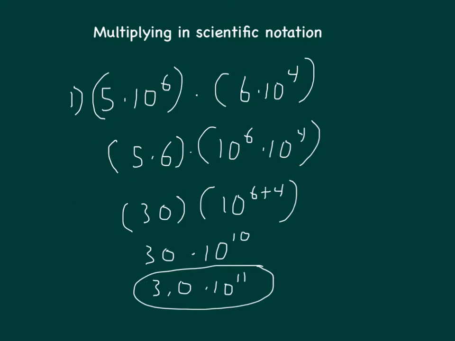A lot of people leave their final answer there, but remember, in scientific notation, we have to have one and only one number before the decimal. So I move the decimal back one, which makes this smaller, which means this has to get bigger to compensate. 3.0 times 10 to the 11th.